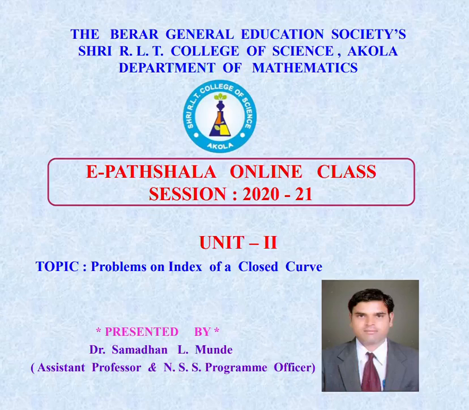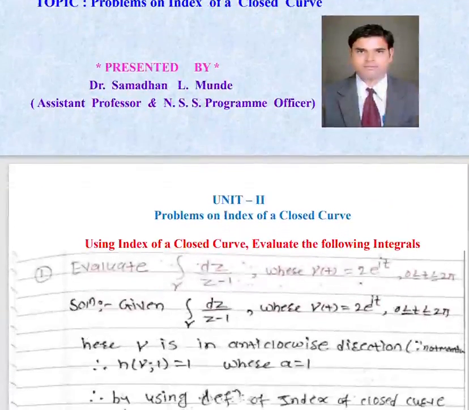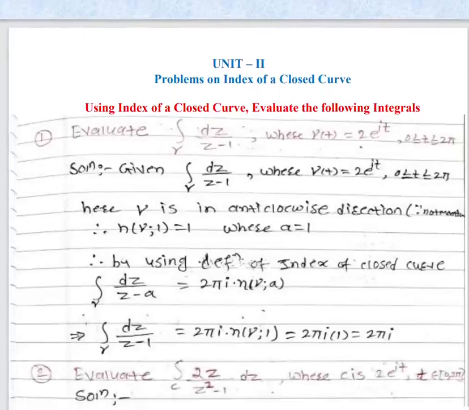Dear student, in a previous lecture we have seen the basic concept of the index of a closed curve, also known as a winding number. Then we have seen one theorem on the index of a closed curve. So in this lecture we will see some problems on the index of a closed curve, or we can say some problems on a winding number. These problems may be asked in examination. So we will start problems on the index of a closed curve.